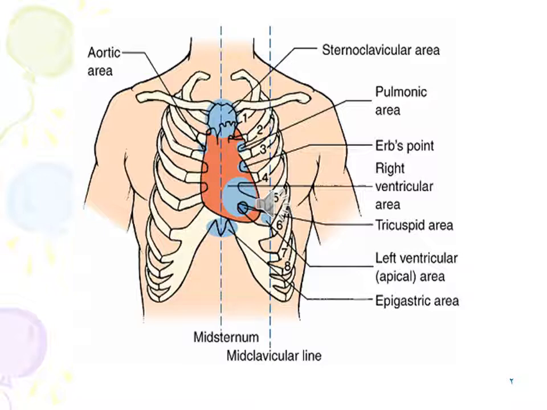PMI, point of maximal impulsation, is located at the fifth intercostal space, mid-clavicular line. The S1 is clear at the apical area, and S2 is clear at the base of the heart, which is the second intercostal space right to the sternum.